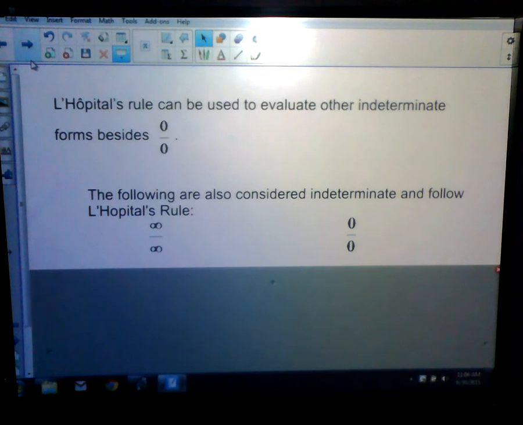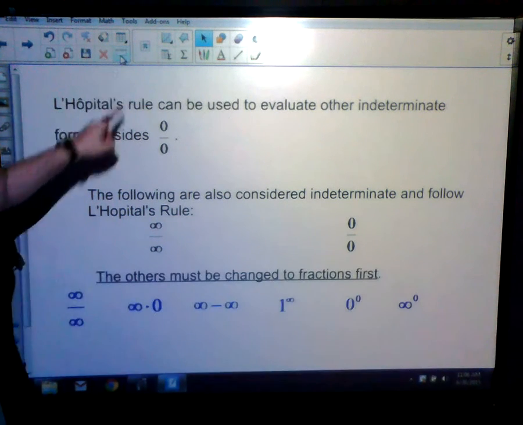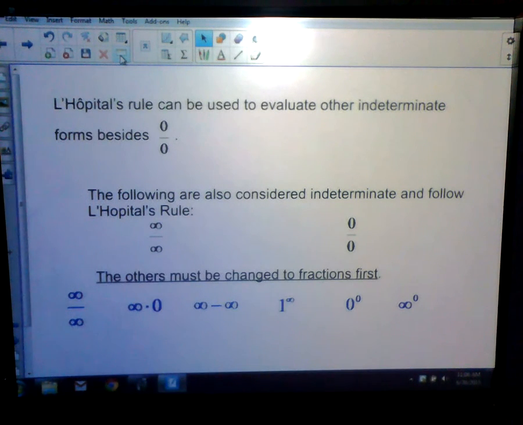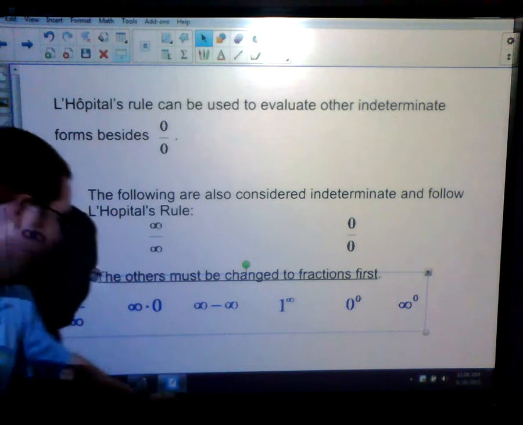It's not just 0 over 0. It could also be infinity over infinity. These others are indeterminate, but I've got to turn them into a fraction first. Well, this one's already a fraction, so I don't guess I need that one.